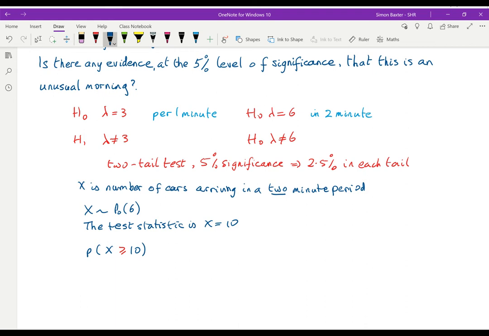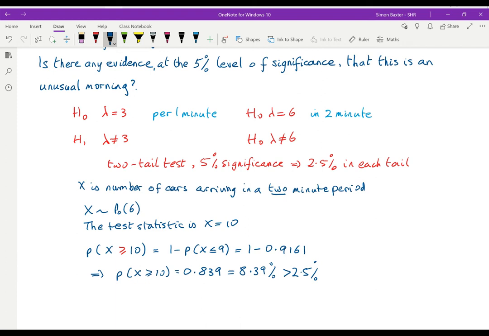Well, this is very easy from our Poisson distribution tables. We can just look that up. That is 1 minus the probability X is less than or equal to 9. That's 1 minus 0.9161. And therefore, we've got that the probability that X is greater than or equal to 10 is 0.0839, which is 8.39%, and that is bigger than 2.5%, and therefore not significant.